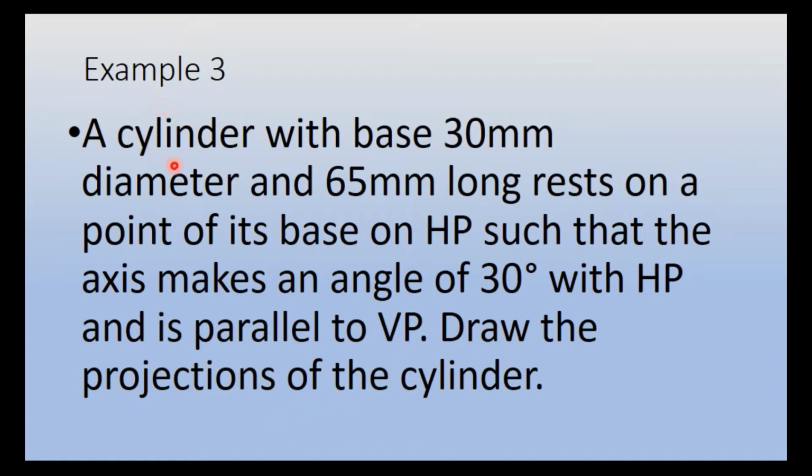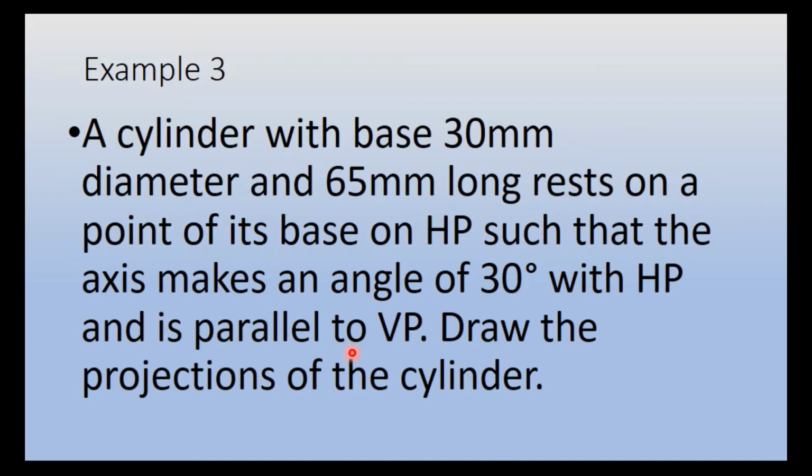So here first thing is it's a cylinder. The dimensions are same. The diameter of base is 30 mm and the axis height is 65 mm. But now it is resting on a point, like only one of the many points of its base is resting on the horizontal plane. That means it will be inclined to the horizontal plane, and that inclination angle is given as 30 degree. And also it is mentioned that it is being parallel to the vertical plane. So we have to draw the projections of the cylinder.